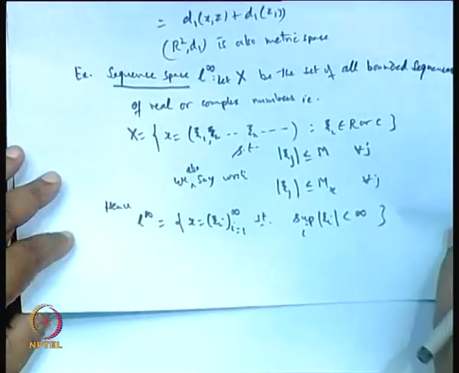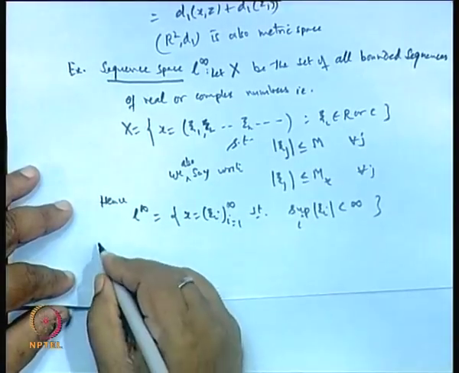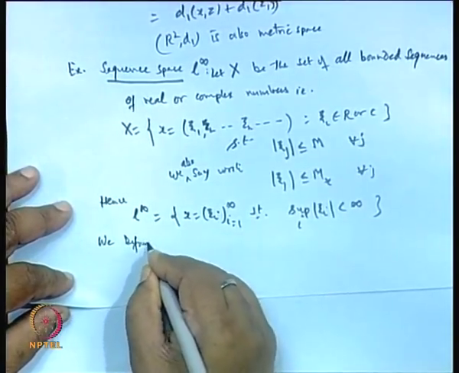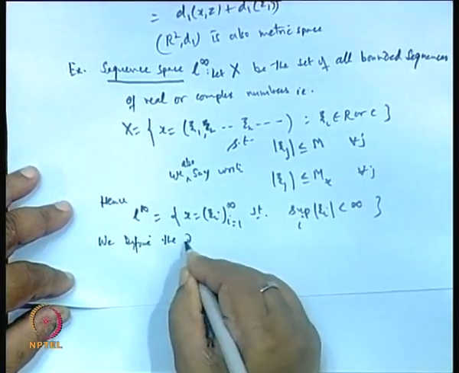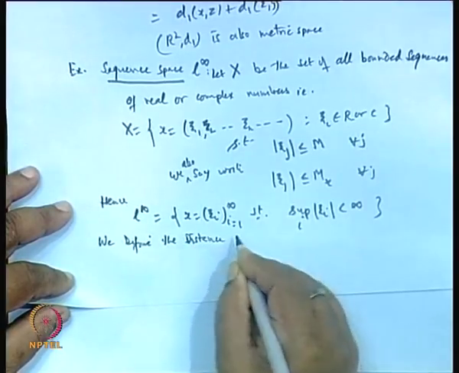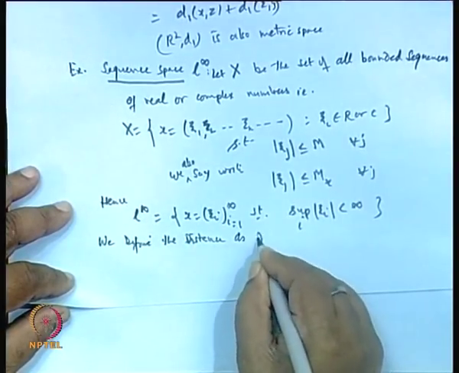So, this is the definition of L infinity. Now, on this L infinity, we define the distance as follows.